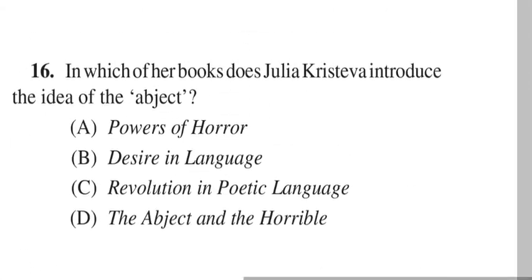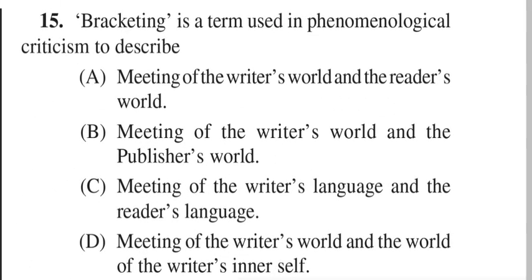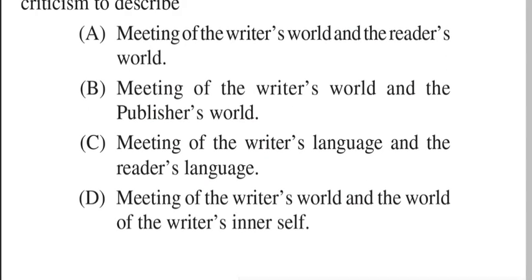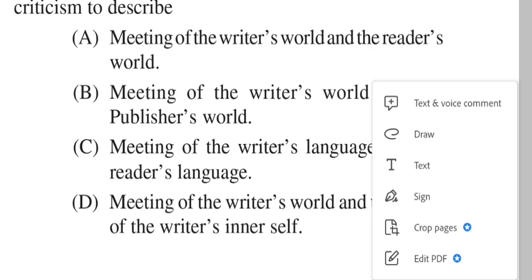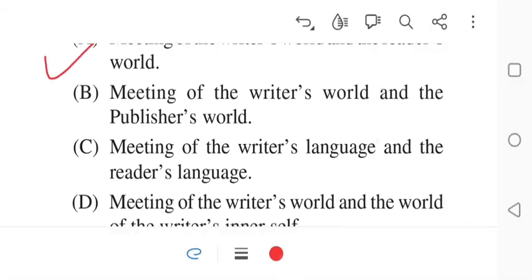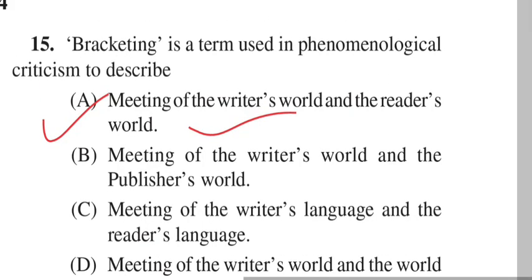Next question. Number 15. It is saying, bracketing is a term used in phenomenological criticism to describe what? Meeting of the writer's world and the reader's world, meeting of the writer's world and the publisher's world, meeting of the writer's language and the reader's language, meeting of the writer's world and the worlds of the writer's inner self. So what is the correct answer of the term called bracketing? Correct answer will be number A, that is meeting the writer's world and the reader's world. So this is called bracketing.